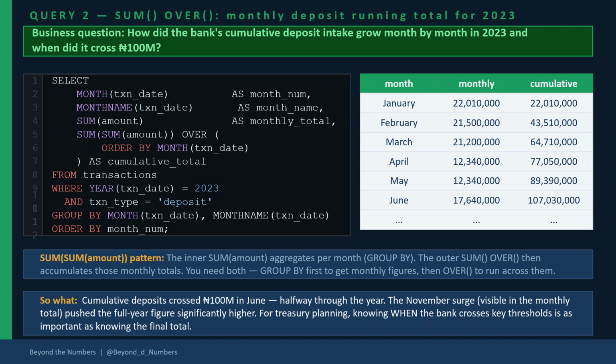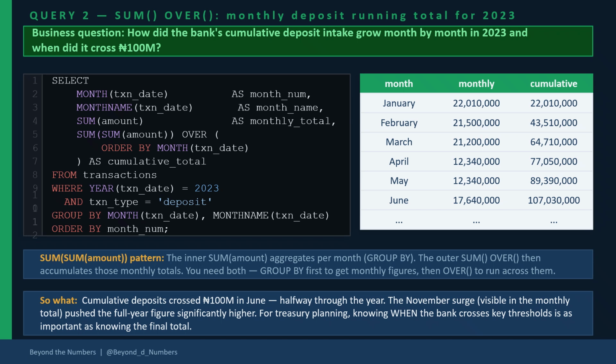The sum of sum pattern is important here. The inner sum groups deposits by month. That is what group by does. The outer sum over then accumulates those monthly totals in order. You need both in this instance. One without the other gives you the wrong result. So from transactions where year equals 2023 and txn_type equals deposit, group by month, order by month number.